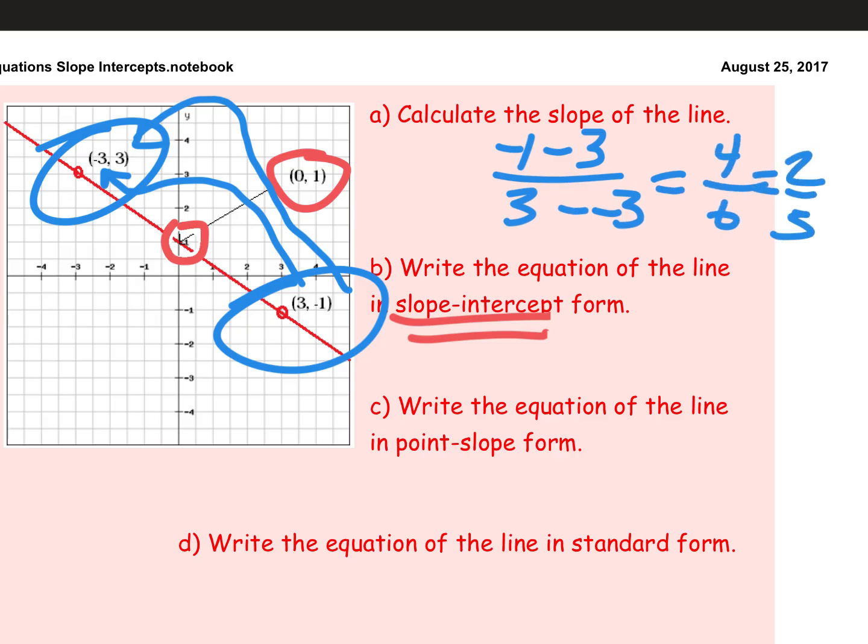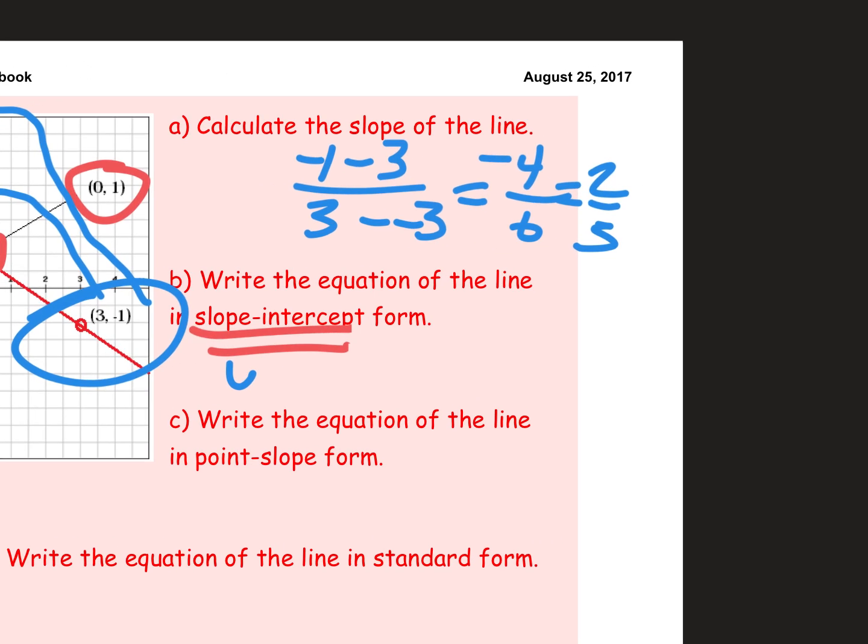Raise your hand if you had 2/3 for your slope. Okay, good. Next, slope-intercept form. Negative? Oh, is it a negative? Yeah. Oh, it is. I screwed up a negative in there somewhere. What did I? Oh, the top is -4. Good catch. It is negative 2/3. Thank you very much for correcting me on that. Negative 2/3.